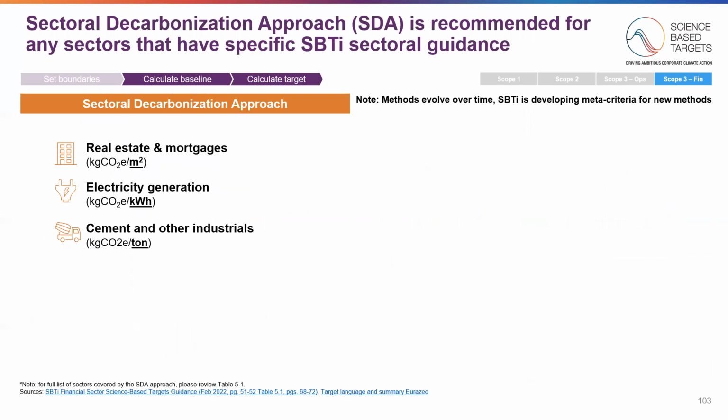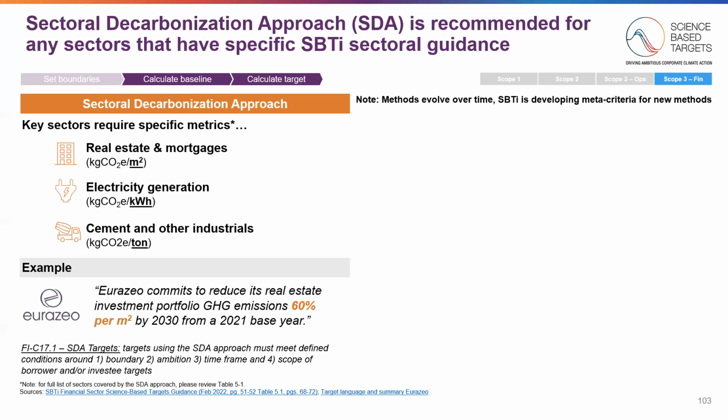And these include the commercial and residential real estate, electricity generation, and several other high-emitting industries, such as cement or other industrials. SBTI has a full listing of industries with specific sectoral guidance, and this is available in Table 5-1 of the guidance document. SBTI aims to have specific scenarios and guidance for 11 sectors available by the end of 2022. Putting this into practice, an example SDA target from Eurazeo, an asset manager, looks like decreasing greenhouse gas emissions from their real estate investment portfolio by 60% per square meter.